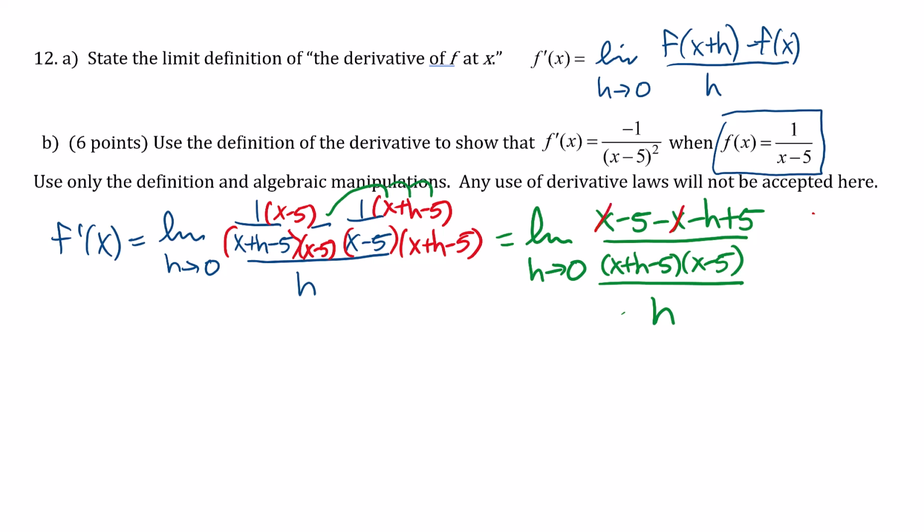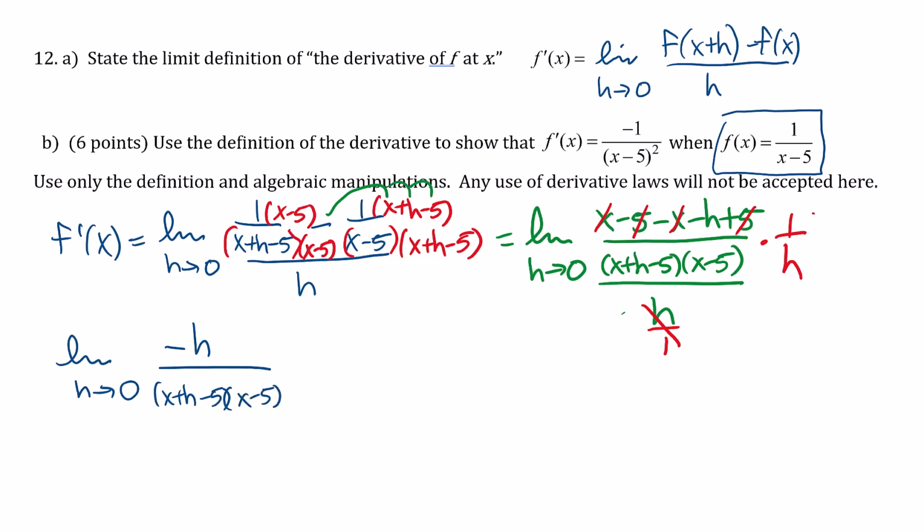X and a minus x, minus 5 plus 5. And the other thing I can do is this is h over 1, so I can flip it over and multiply by 1 over h. So let's write down what we now have. We have the limit as h goes to 0 of negative h over x plus h minus 5 times x minus 5, and then times the 1 over h.